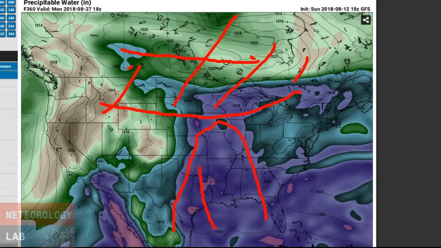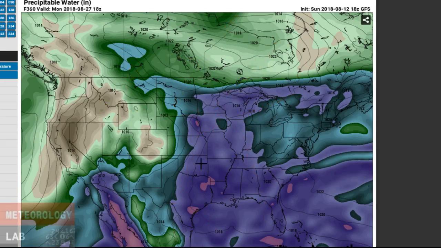Looks like continued mostly cloudy weather with scattered to broken storms from Texas all the way up to the central plains throughout the end of this month. So I guess if there's any consolation, it's that we're not going to be looking at a drought in Texas, at least, or most of the south central U.S.